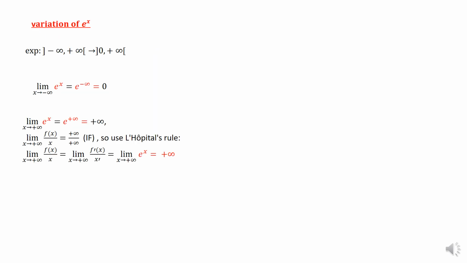And now let's study the variation of e^x. The domain of e^x is negative infinity to positive infinity, the domain is R. So we will study the limits at the endpoints of the domain. The limit as x tends to negative infinity of e^x is e^(-infinity), which equals 0. And the limit of e^x as x tends to positive infinity is e^(+infinity), which is positive infinity.